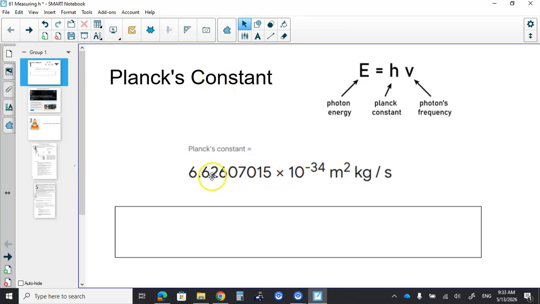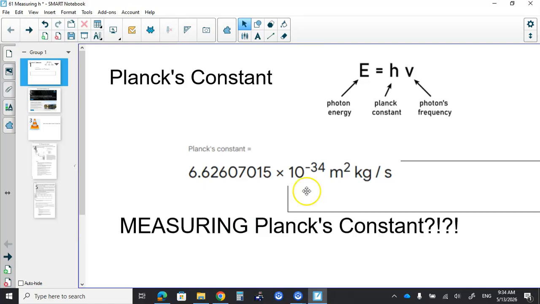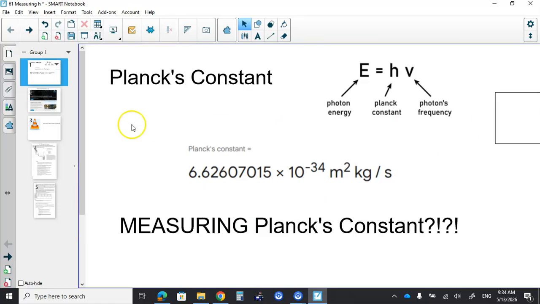Anyways, Planck's constant is 6.62 ish times 10 to the negative 34. It's a crazy small number, and so it's even crazier that we can measure it, right, in a high school lab that I've done in the past.